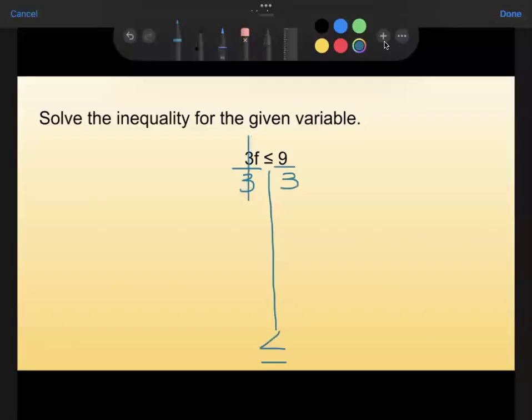Right here on the left, those cancel out because 3 divided by 3 is 1, and 1 times f is just f. So I've got f over here, and I'm just going to bring that down. On the other side, 9 divided by 3 is 3. So here is my final solution: f is less than or equal to 3.